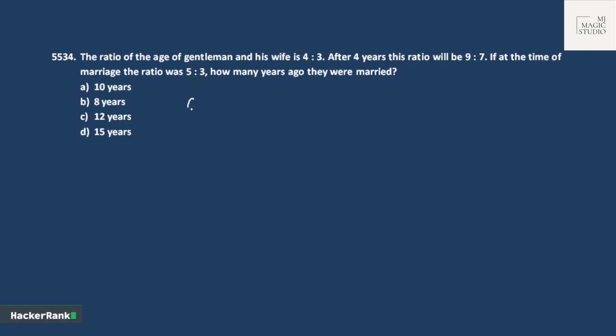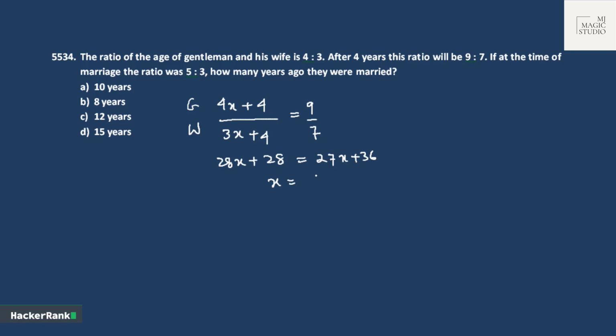The ratio of age of gentleman and his wife is 4:3. Let it be 4x and 3x. After 4 years, plus 4, this ratio will be 9:7. So let me stop here and first find their ages. 28x plus 28 equals 27x plus 36. That means x is 36 minus 28, that is 8. So present age of gentleman and wife is 32 years and 8 into 3 is 24 years.